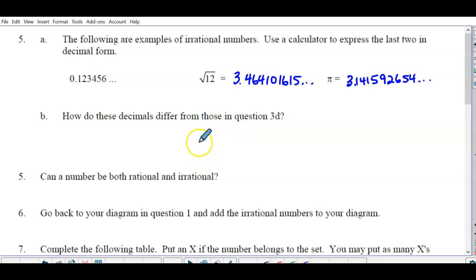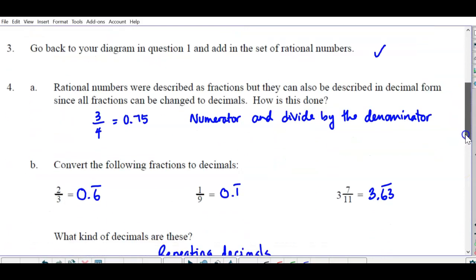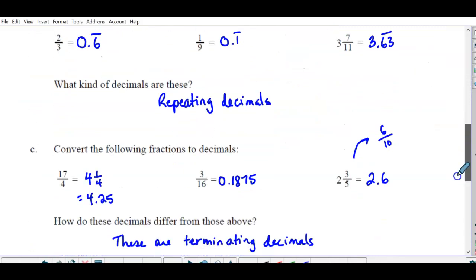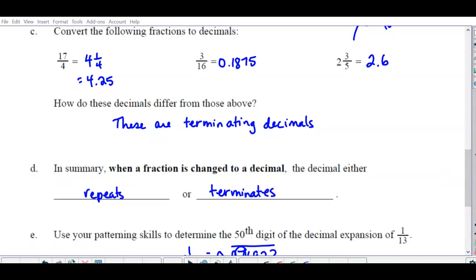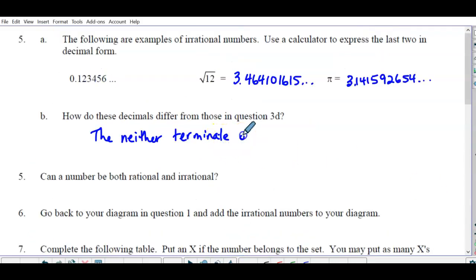How do these decimals differ from those in question 3D? They neither terminate. Oh, sorry, 3D. I better just check what 3D is. There isn't a 3D. I think it was 4D. So they do not repeat or terminate. So can a number be both rational and irrational? No. Because these are basically all the decimals that do not repeat or terminate. So it kind of fills in all those empty spaces.